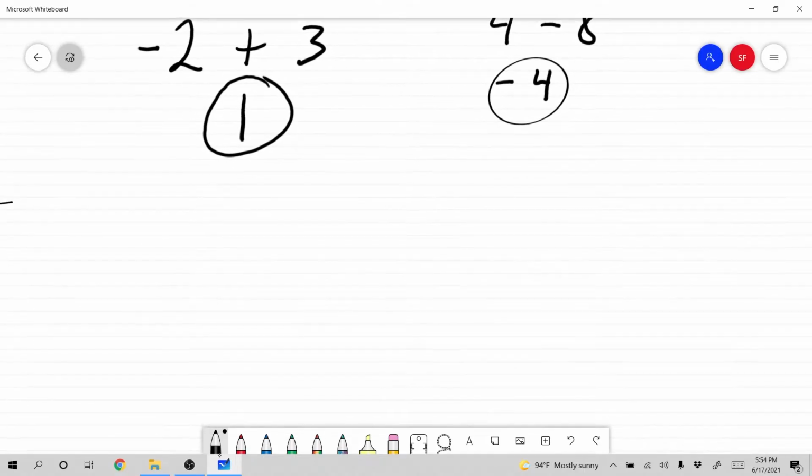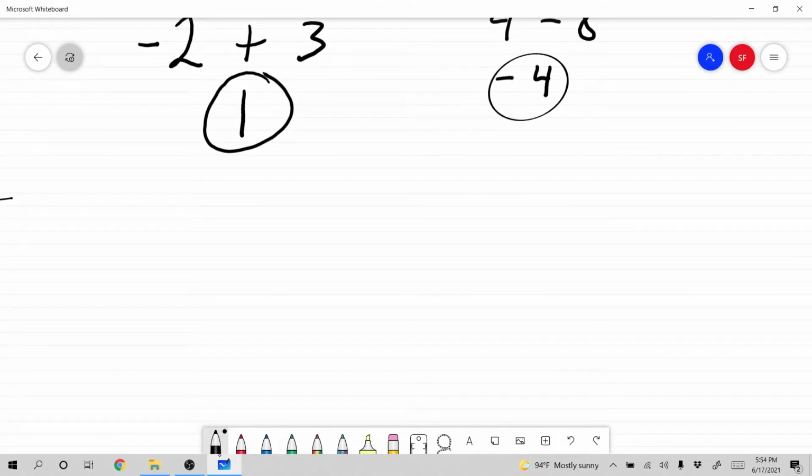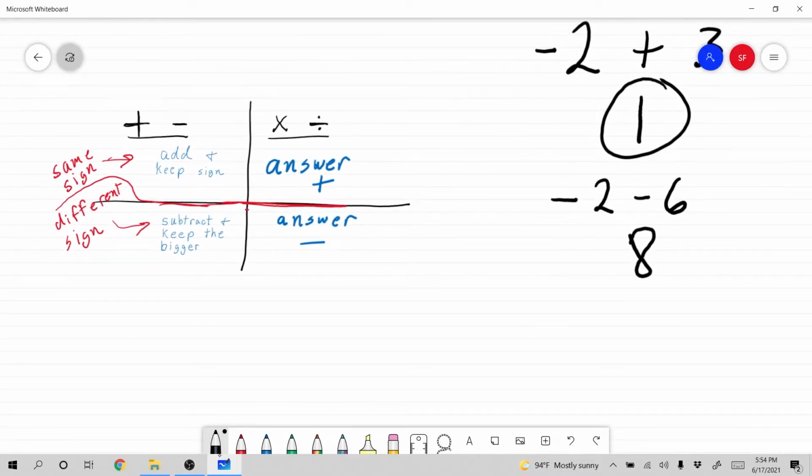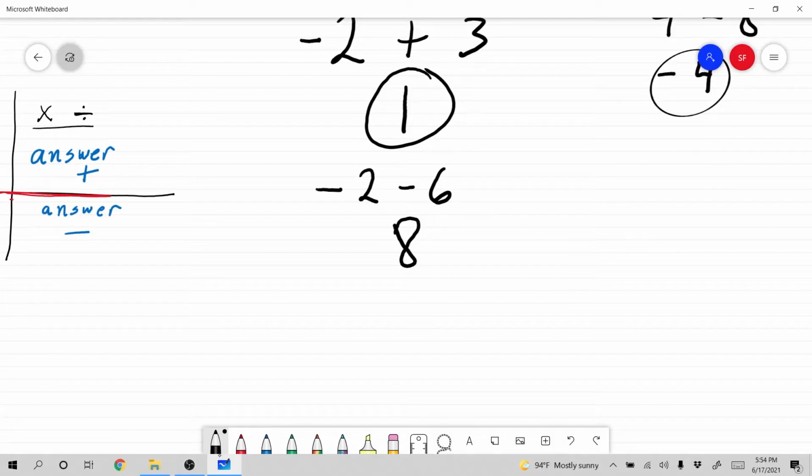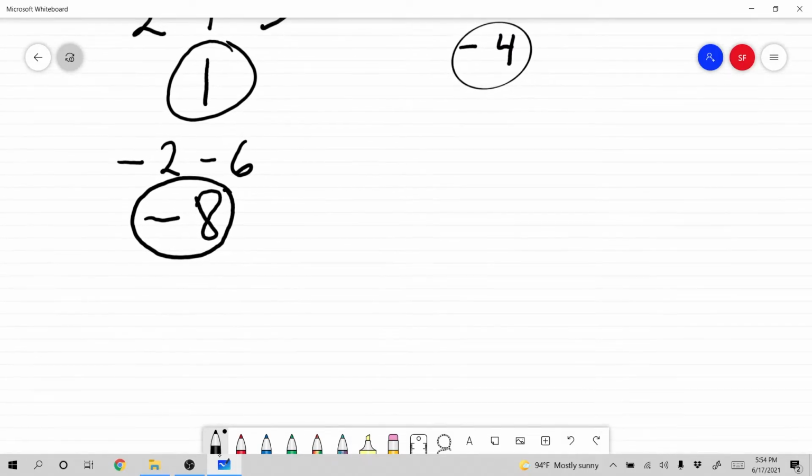Let's do another one. Here we go. So let's do, how about -2 minus 6? All right, now they're both negative. So the same sign. So the same sign we add. So 2 plus 6 is 8. Now, we add and we do what now? We keep the sign. So they're both negative. So our answer is negative. Easy peasy lemon squeezy.